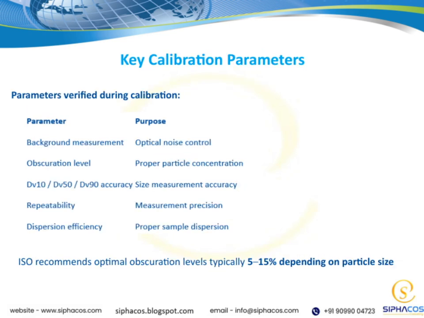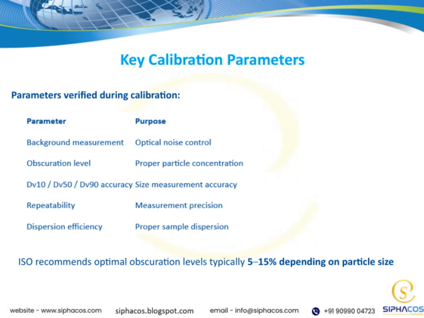Let's talk about the optimal obscuration levels recommended by ISO. Generally, they suggest a range of about 5 to 15%, but this can vary depending on the particle size we're dealing with. This range is important because it helps ensure accurate measurements while maintaining safety and performance.